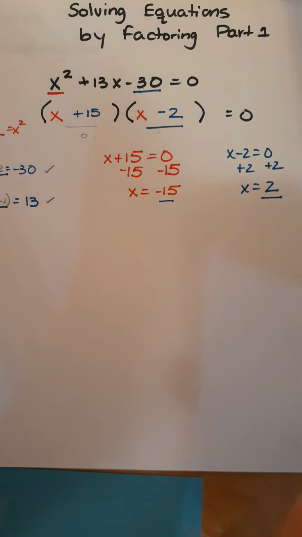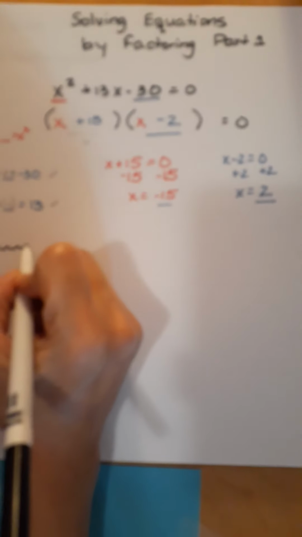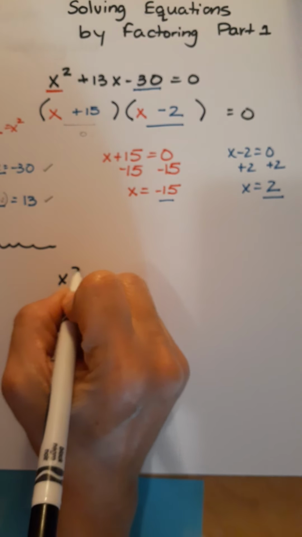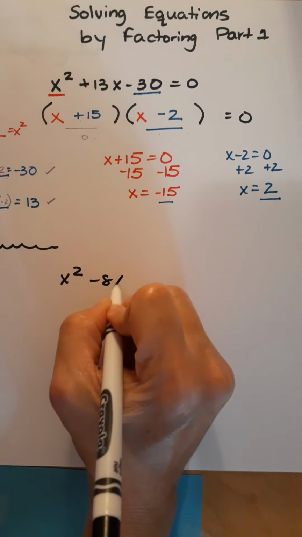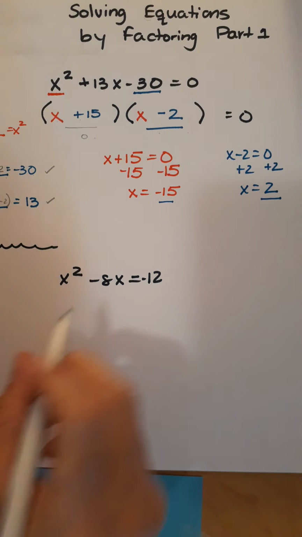And that's the answer to our first example of solving equations. Another example we can look at is x squared minus 8x equals 12. Sorry, negative 12. All right, so this is a little different.